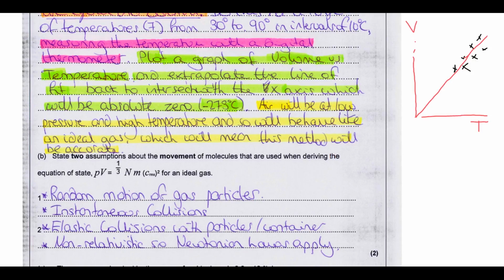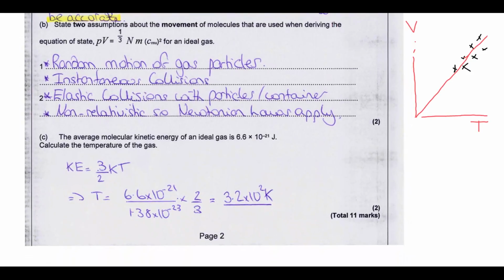State two assumptions about the movement of molecules that are used when deriving the equation of state PV equals 1/3 Nm mean square speed. First of all, during that process, the first thing you look at is the impulse that acts on the wall of the container, and one of the assumptions you make is that it bounces back with the same speed, so you assume it's an elastic collision. In working out the time for that momentum change, you assume that it takes no time or negligible time to actually collide with the wall of the container.